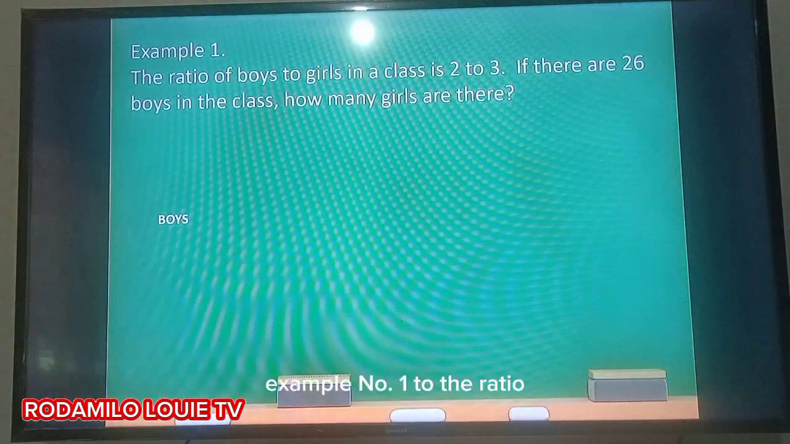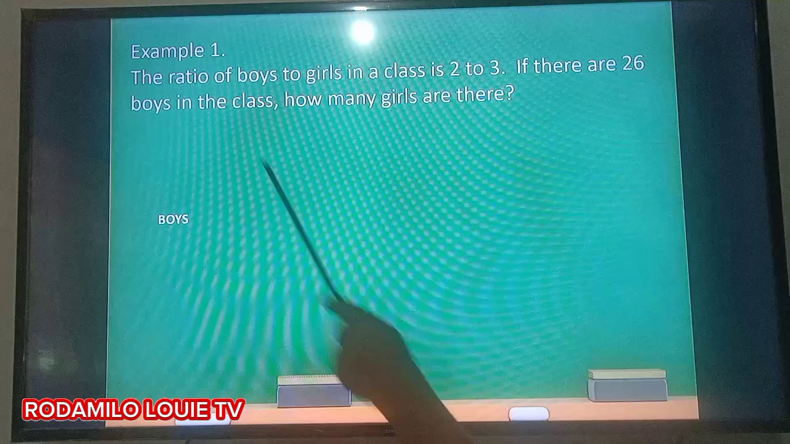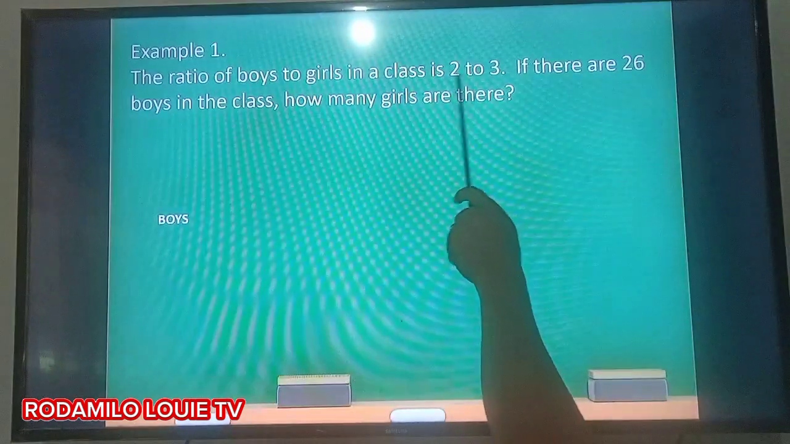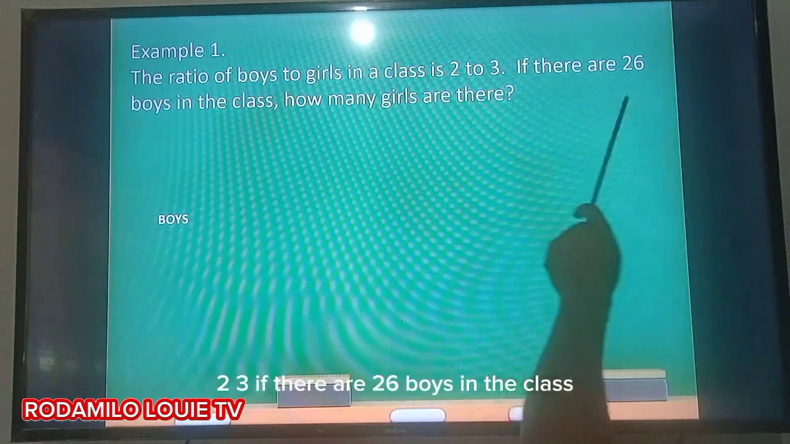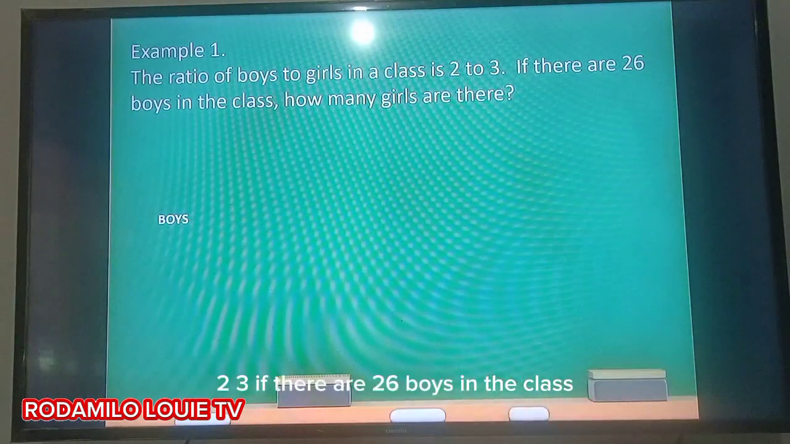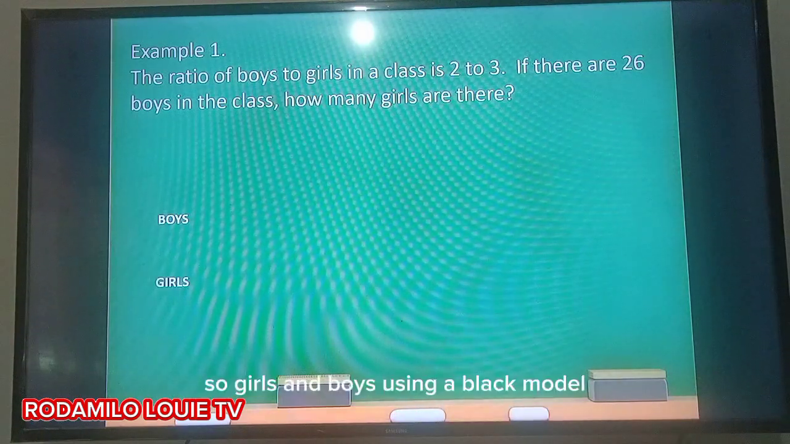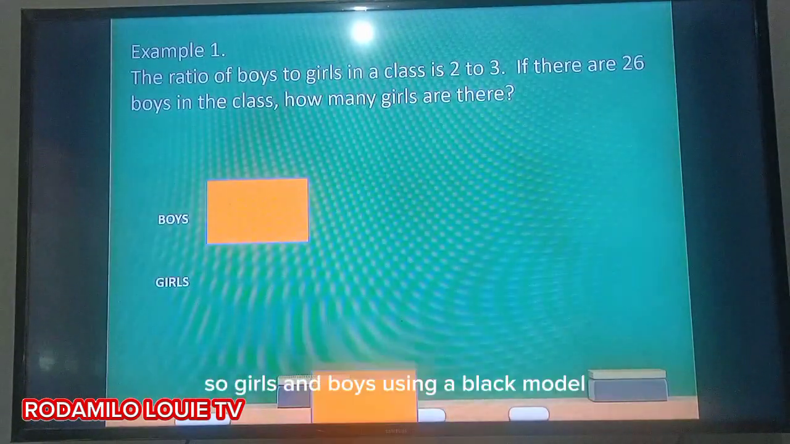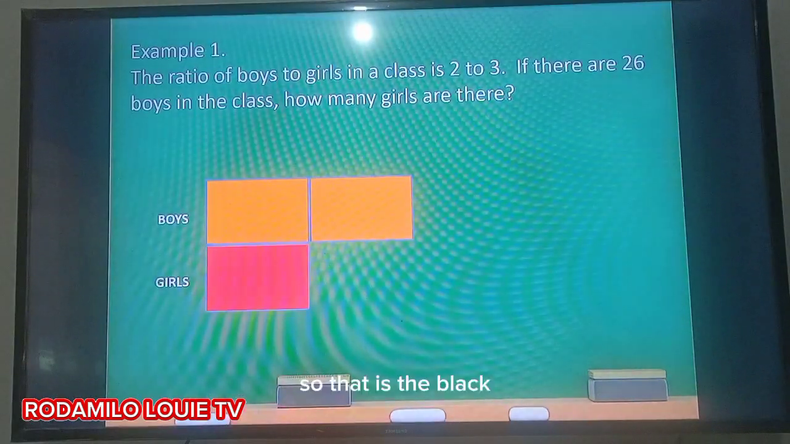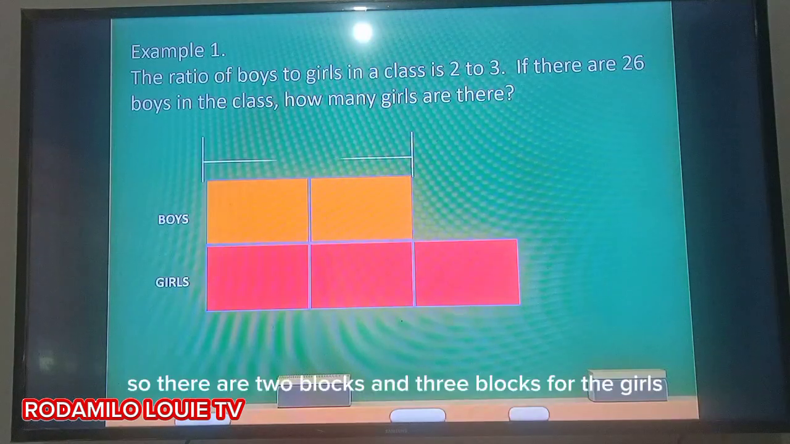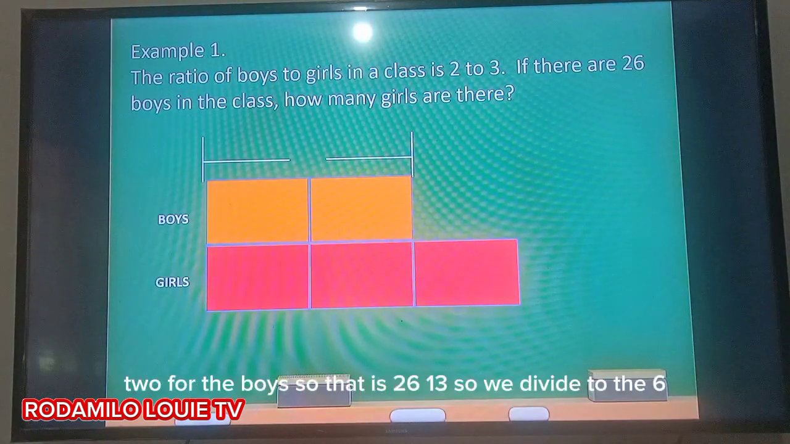Example number 1. The ratio of boys to girls in a class is 2 to 3. If there are 26 boys in the class, how many girls are there? So girls and boys using a block model. So that is the block. There are 2 blocks for the boys and 3 blocks for the girls. So that is 26, 13.